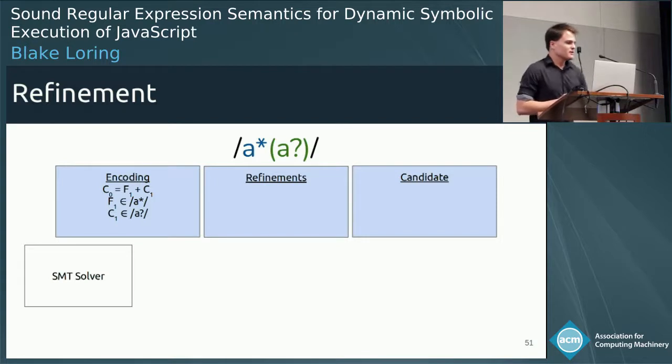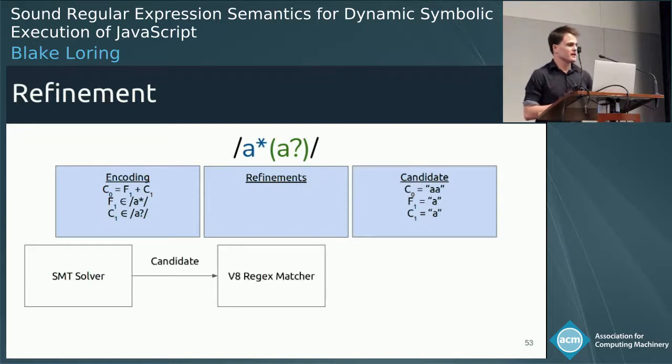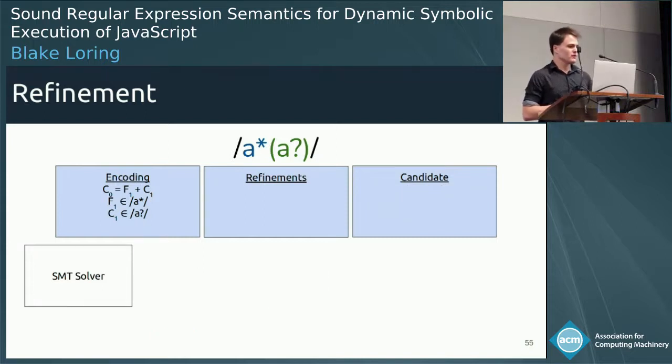So to remedy this, we use a guided refinement loop. So as before, we use an SMT solver, but instead of just accepting the answers it gives us, we generate a candidate solution. So here we have C0 is AA, C1 is A, and F1 is A. Now we pass it to the regular expression matcher of our concrete interpreter, because we're running this dynamically, and we ask it if its expectations for C0 and the real regular expression match with our candidate solutions. And here it rejects it, because it expects C1 to be the empty string.